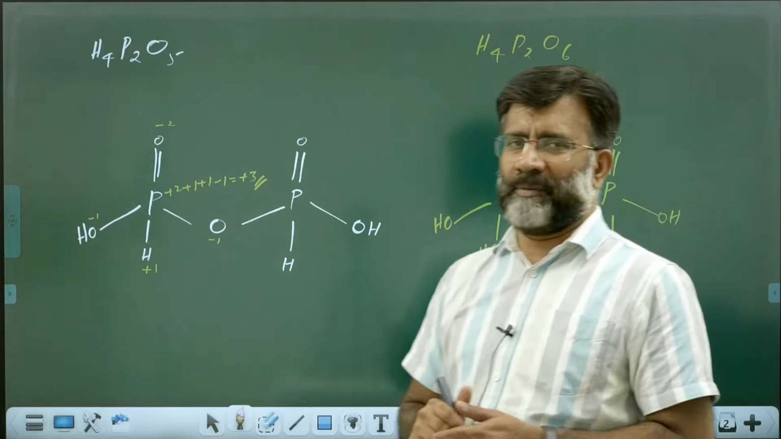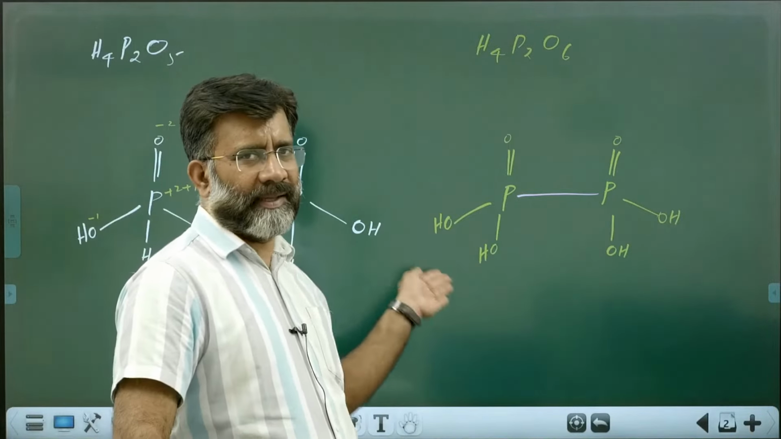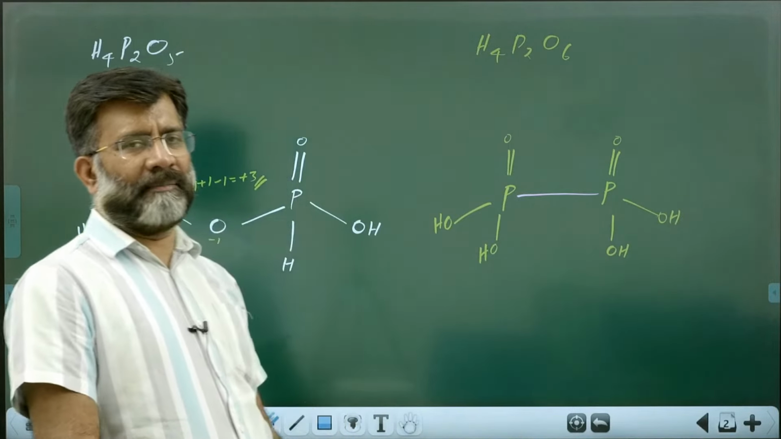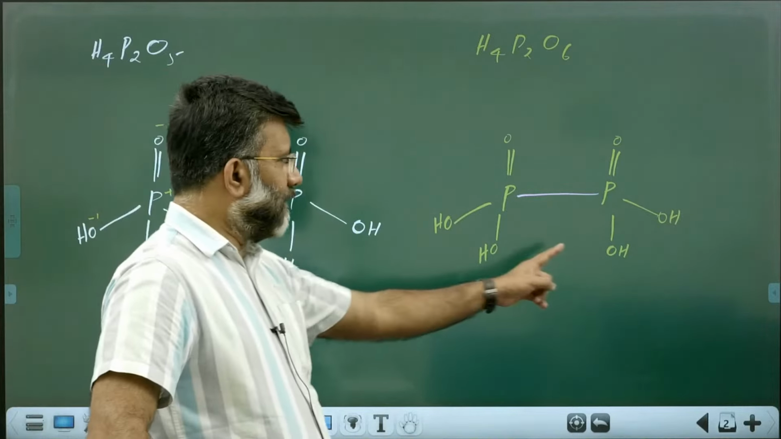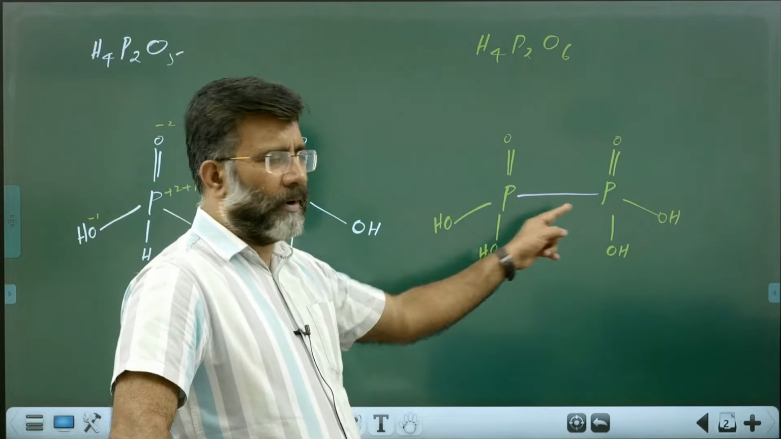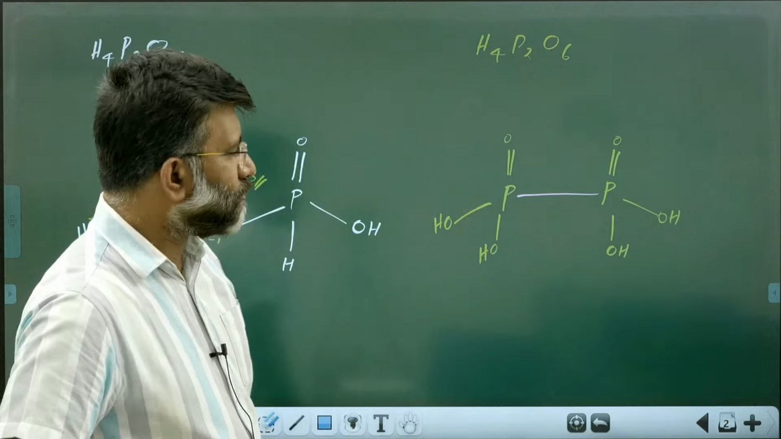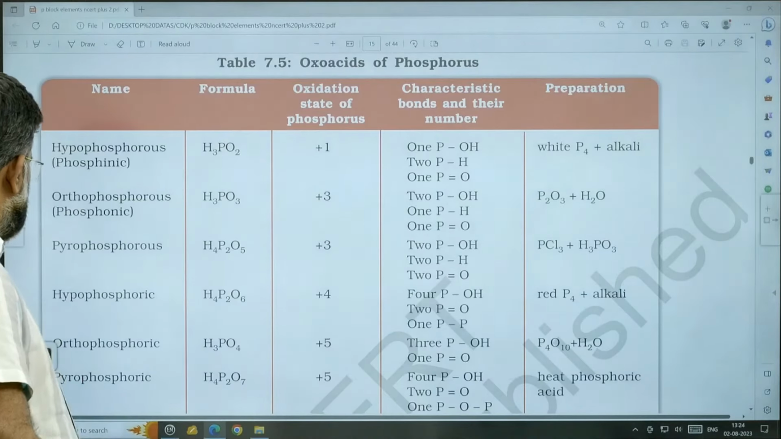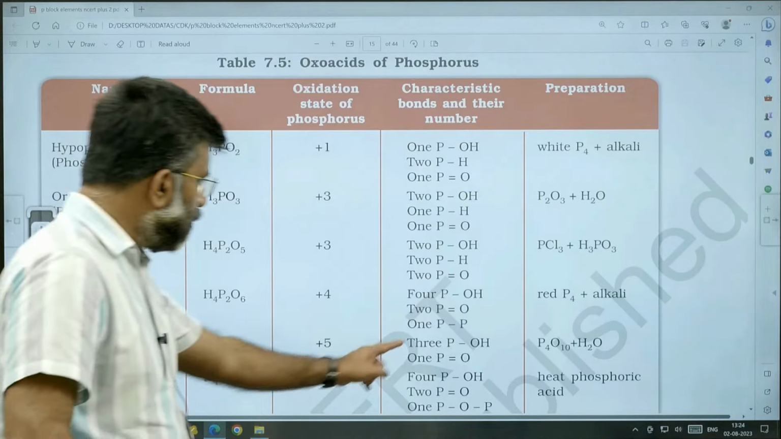PP bond will be present and it is tetrabasic in nature. Is it clear? Tetrabasic character, 1 PP bond, PO double bond, like that. Right? That is hypophosphoric acid. There is 1 PP bond.